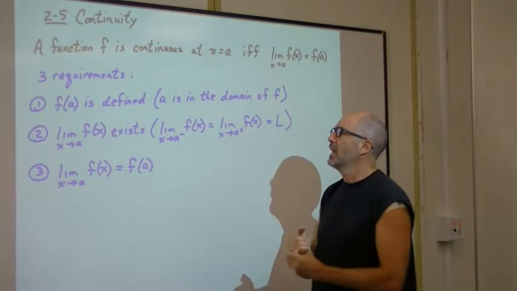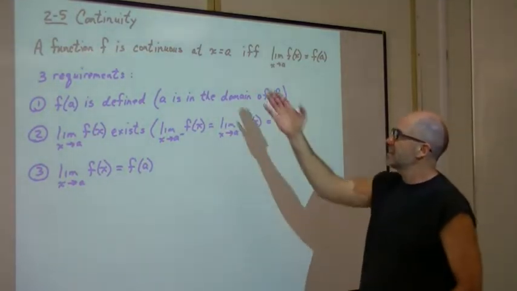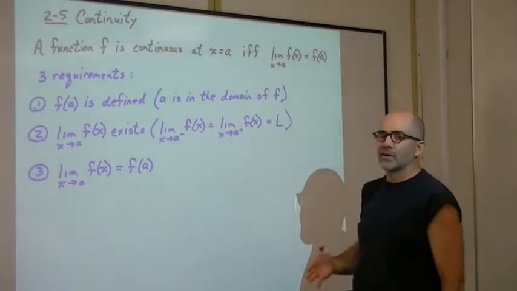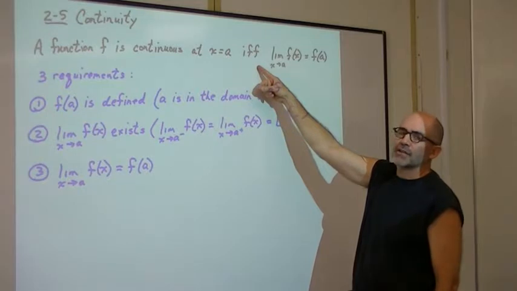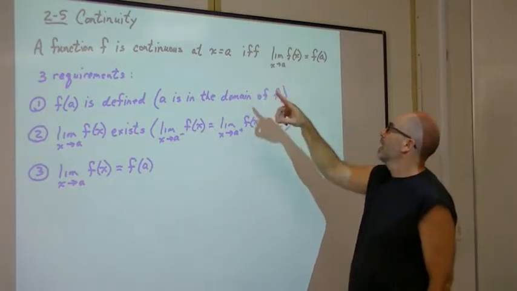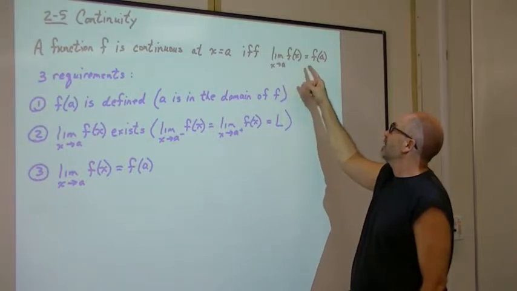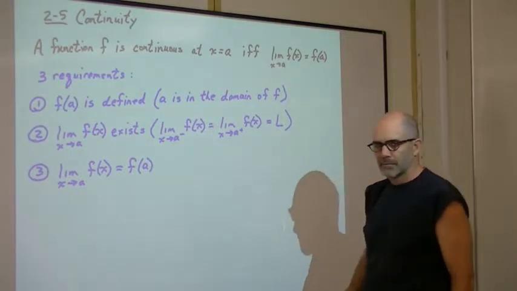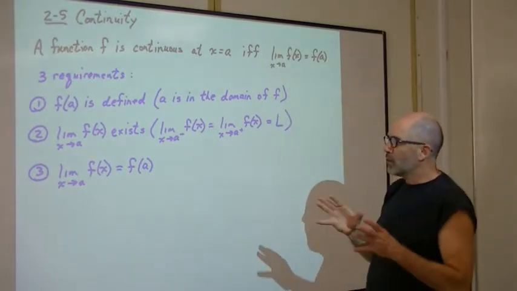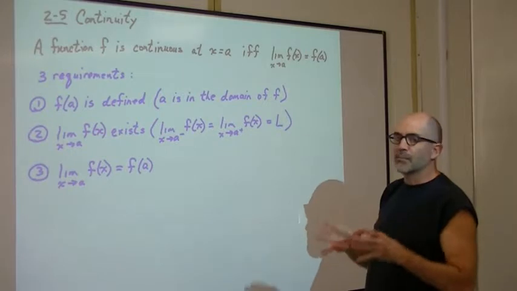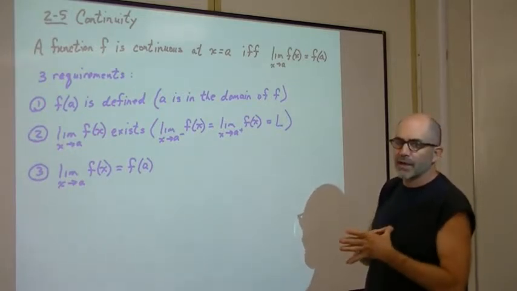Okay, so here we go. A function f is continuous at some x value a if and only if, I didn't just misspell the word if here, the limit as x approaches a of f of x equals f of a. Now, that seems simple, but really it has three separate requirements, and we need to understand each separate requirement.